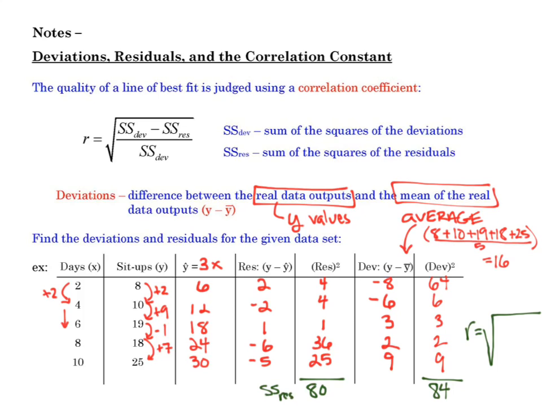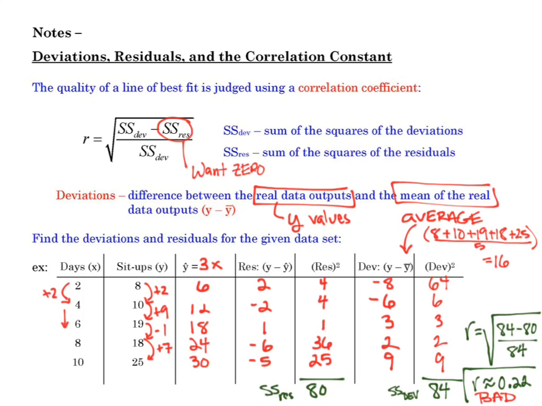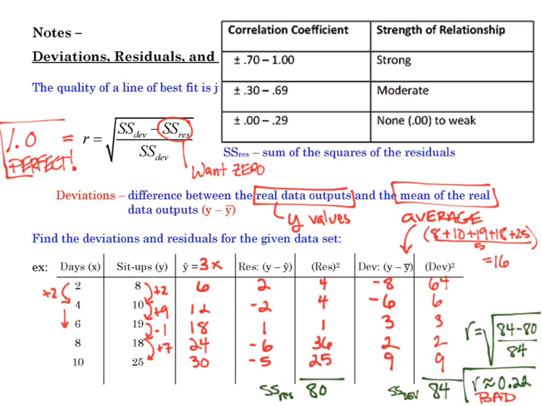I would have my values here, 84 minus 80 over 84, and I get some r-squared value of 0.22, which is not a very good fit. Right, so I'm trying to go for 1. That's my best fit as I move forward. Alright, so if I look at those, that's not very good. If we want to get a sense of what we want this to be, we want that to be nothing, so we want this to be very close to 1. That would be perfect. And that would never happen, but we could get pretty close.